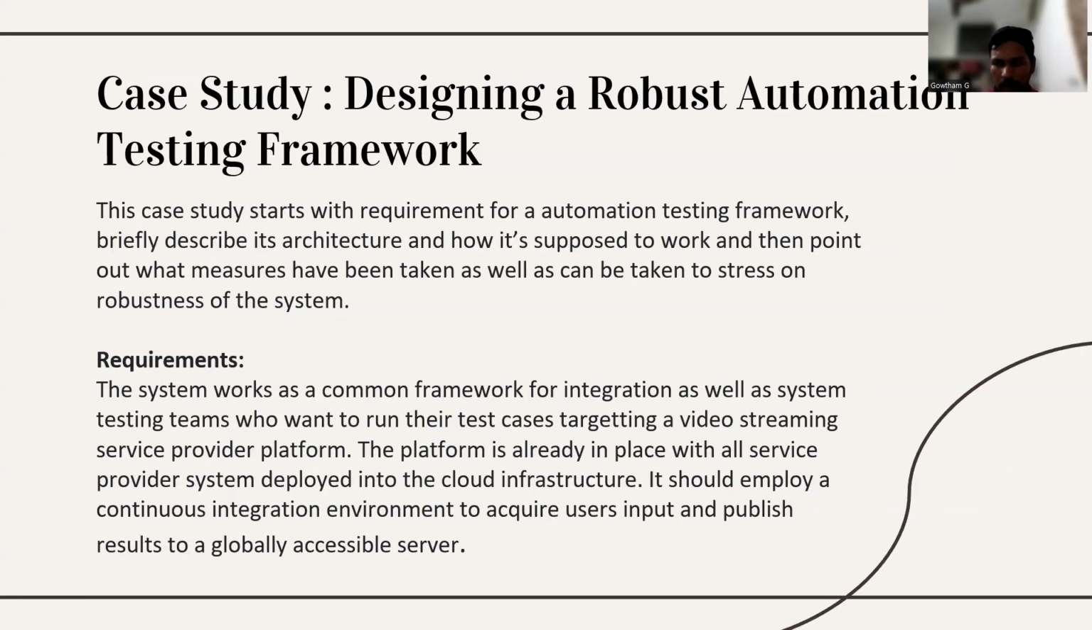So, till now, we have discussed what is robustness, what are the characteristics of robustness, and how other attributes incorporate with robustness. Now we can discuss a case study based on designing a robust automation testing framework to see how robustness affects the quality of the architecture. This case study, as I said, is designing a robust automation testing framework, pointing out what measures have been taken as well as can be taken to stress on robustness of the system requirements.